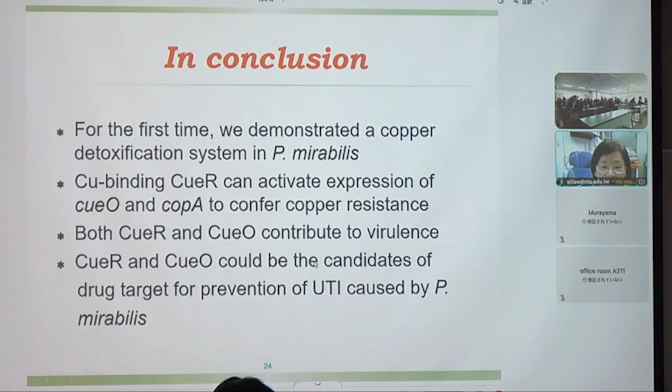So in conclusion, firstly, for the first time, we demonstrate a copper detoxification system in Proteus mirabilis. And second, copper binding CueR can activate expression of CueO and CopA to confer copper resistance. And third, both CueR and CueO contribute to virulence. And fourth, the CueR and the CueO could be the candidates of drug targets for prevention of UTI caused by Proteus mirabilis.